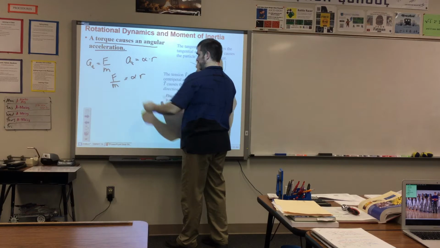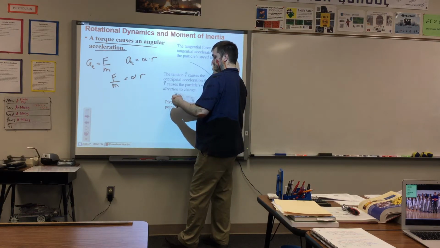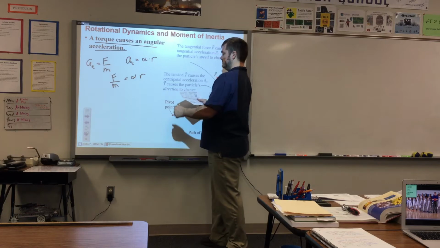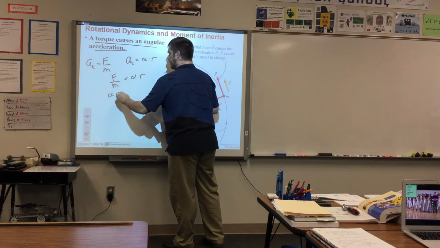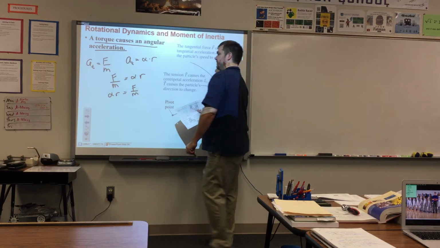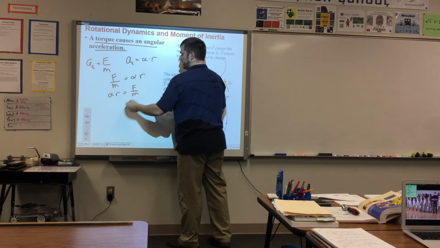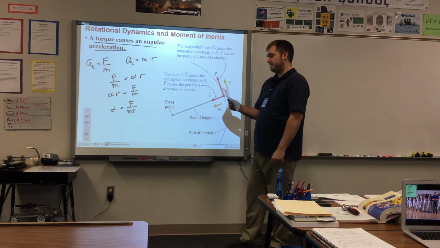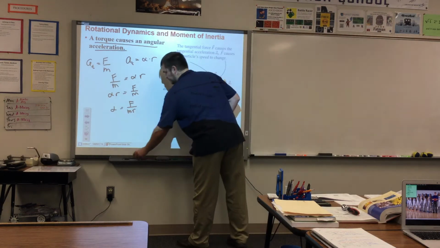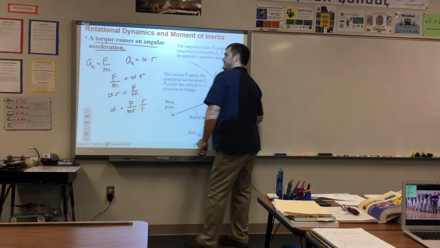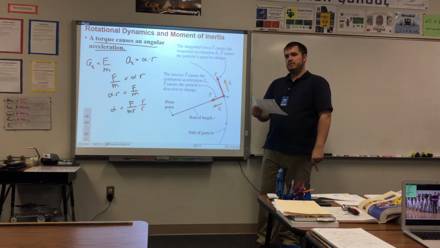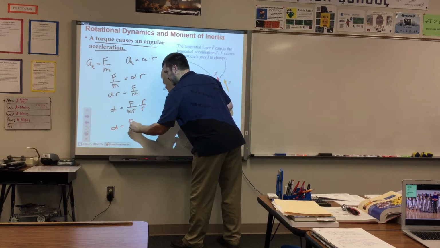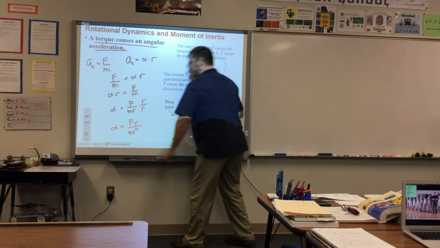All right. And so then I'm going to multiply both sides by the mass. Hold on. Oh. Let's just switch this around first. Alpha r equals force over mass. And I will divide both sides by the radius. So alpha equals force divided by mass times the radius. And then for no apparent reason, I'm going to multiply by the radius so that I have alpha equals the force times the radius divided by the mass times the radius squared.